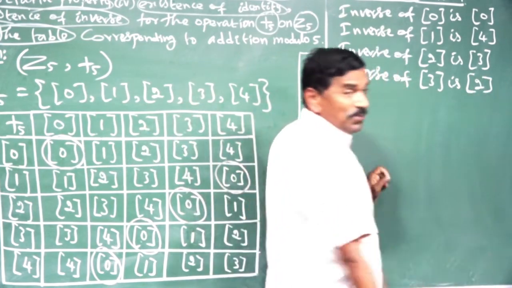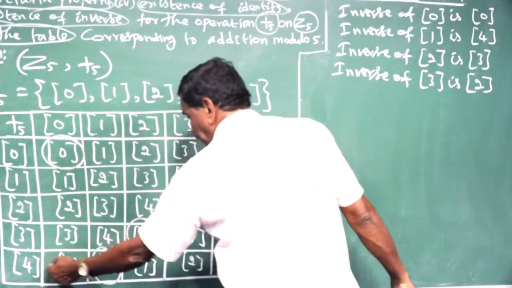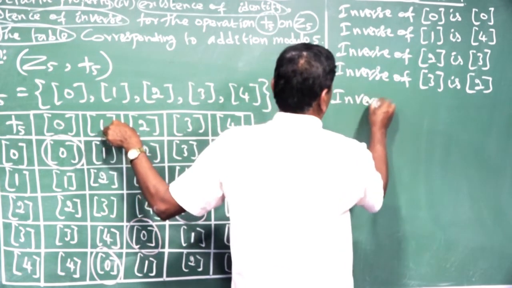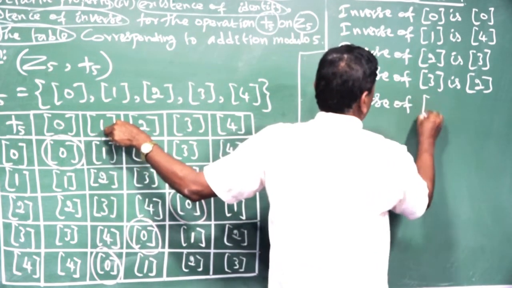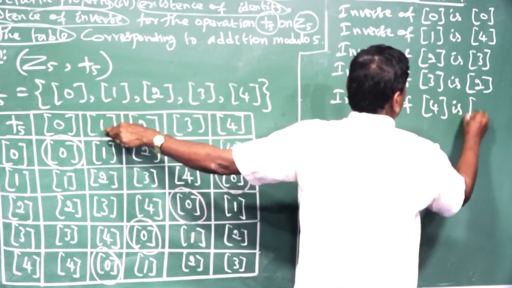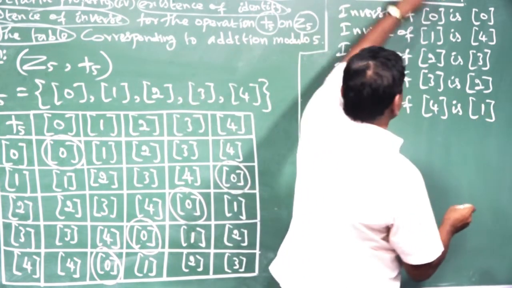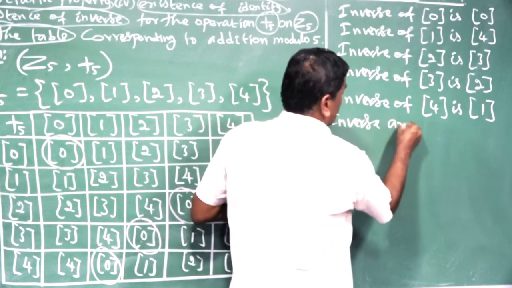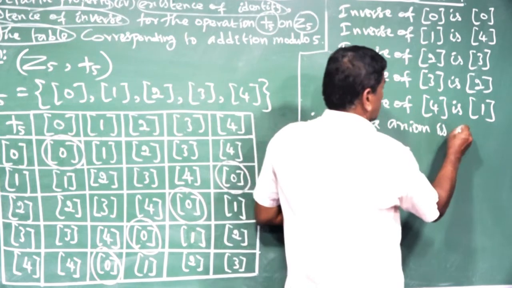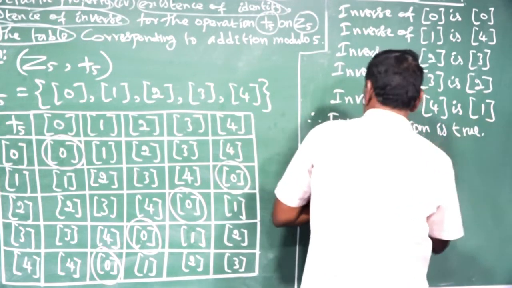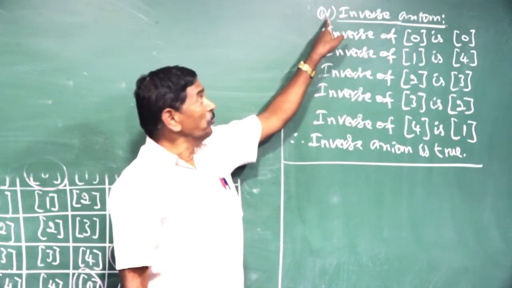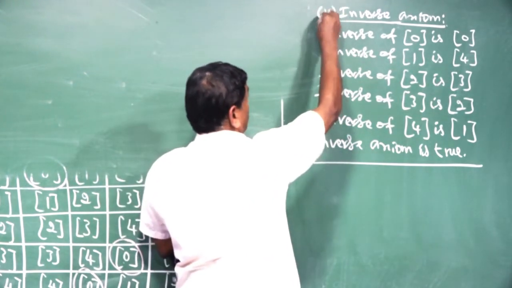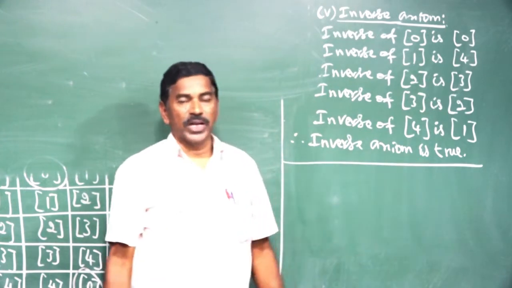Next, inverse of 4 is 1. Therefore, the inverse axiom is true. Inverse axiom is the fifth topic. So this is the required answer.